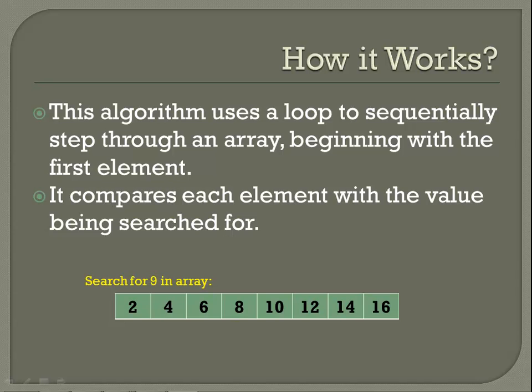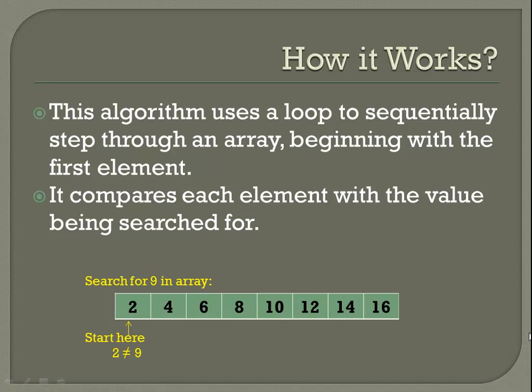The sequential search algorithm uses a loop to sequentially step through an array beginning with the first element. It compares each element with the value being searched for. So below we have a given array with the elements 2, 4, 6, 8, 10, 12, 14, and 16. Let's step through the array using the sequential search algorithm to search for 9.